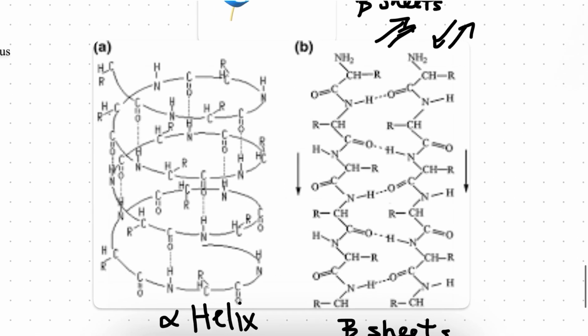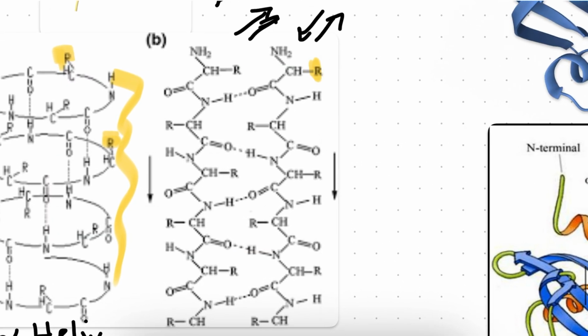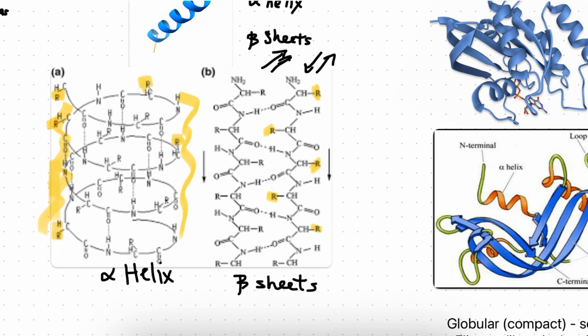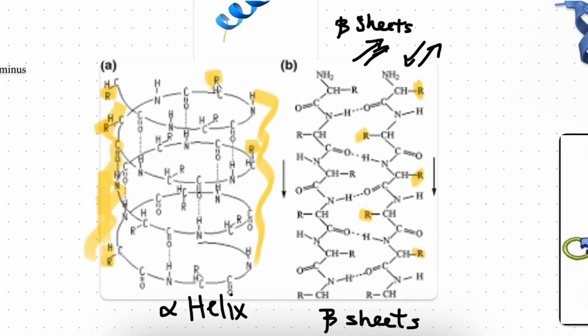And also, the R groups in the alpha helix are all sticking outside the helix. Whereas in the beta sheets, the R groups will alternate above and below the sheets. And also in alpha helix, the carbonyl oxygen will hydrogen bond with NH for residues downstream. Okay.